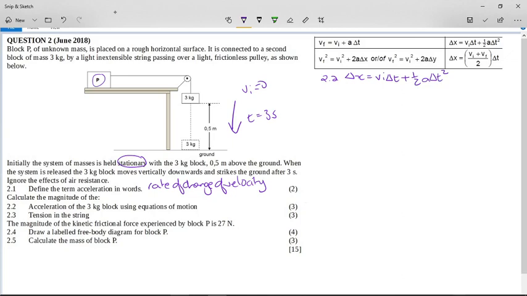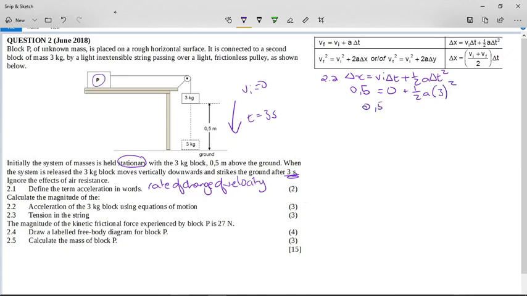Okay, delta X equals VI delta T plus a half A T squared. So what is my delta X? The block moved half a meter. Okay, what was my initial velocity? 0. So I'm just going to write my 0 in here. Plus a half A, and how long did it take? It says 3 seconds. So it's a half of 3 squared.